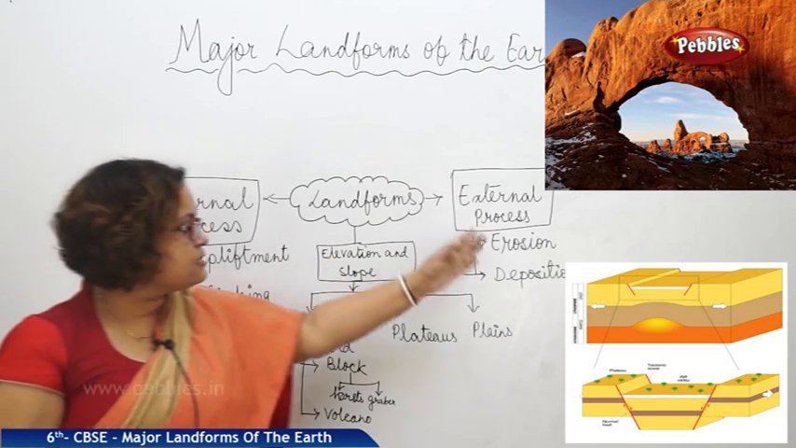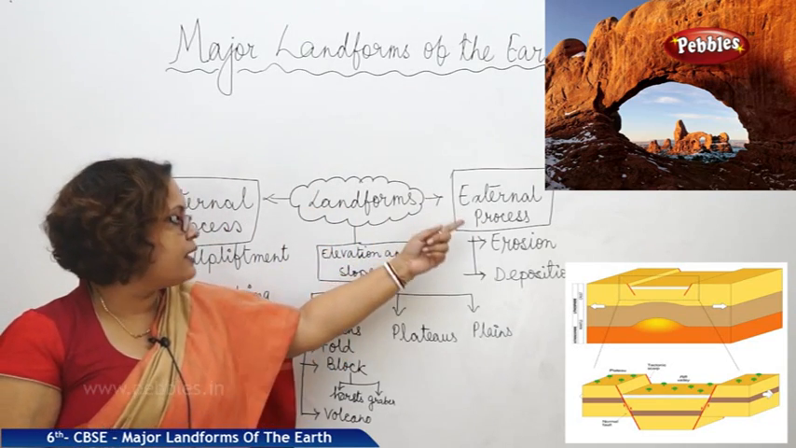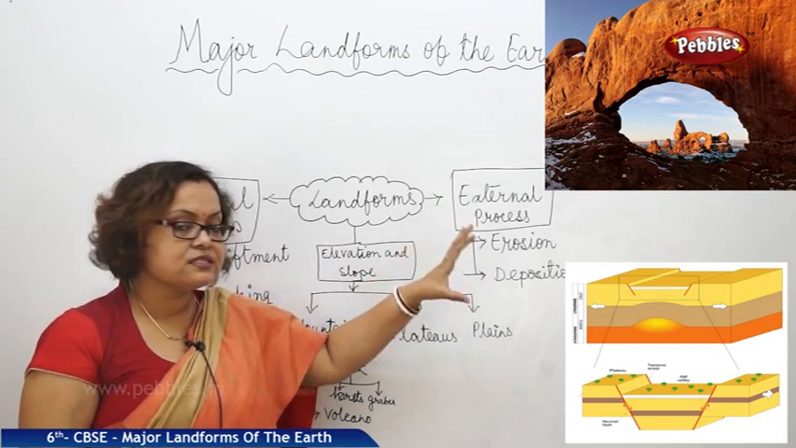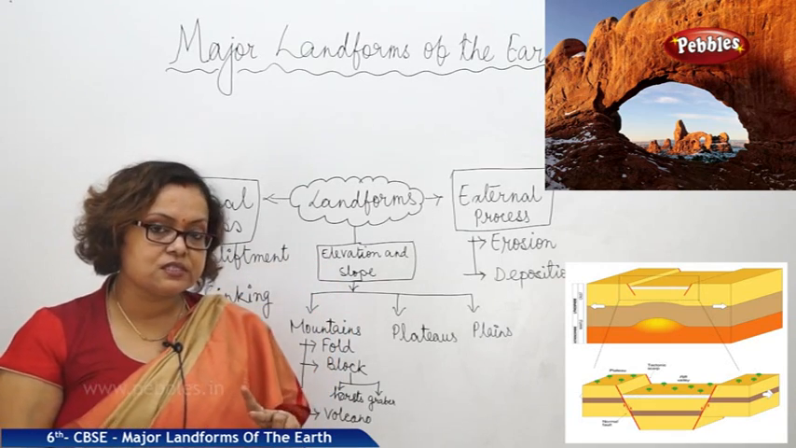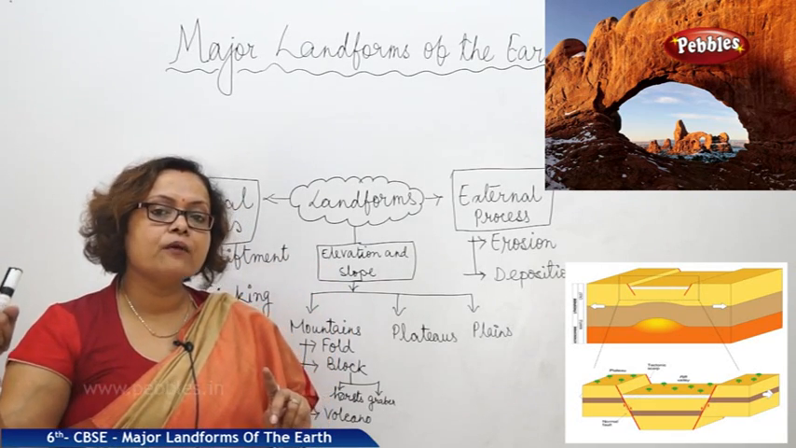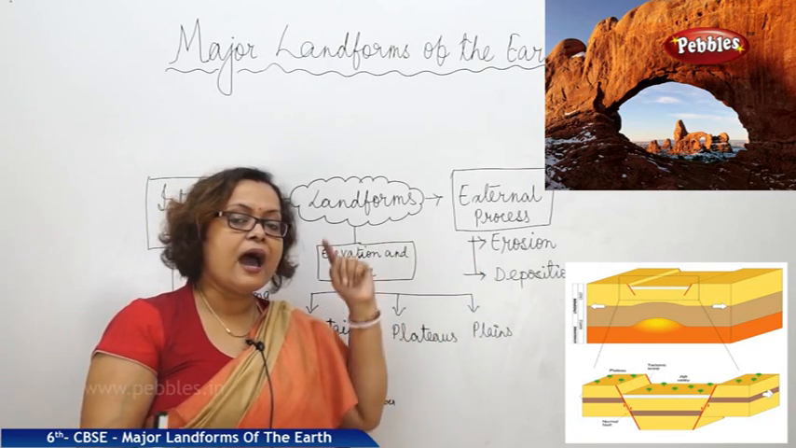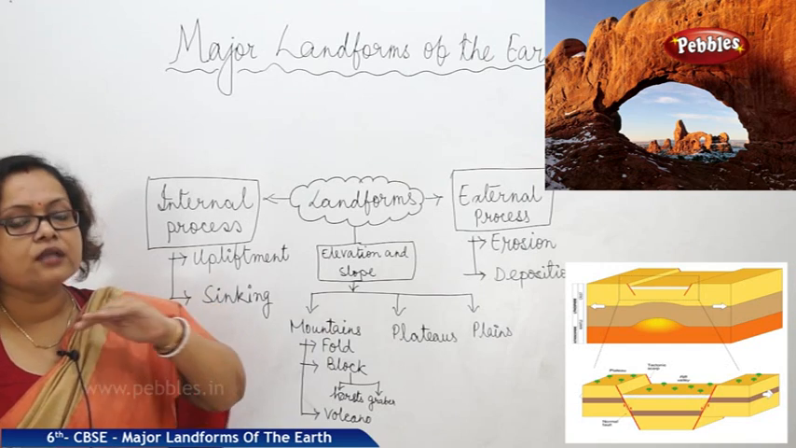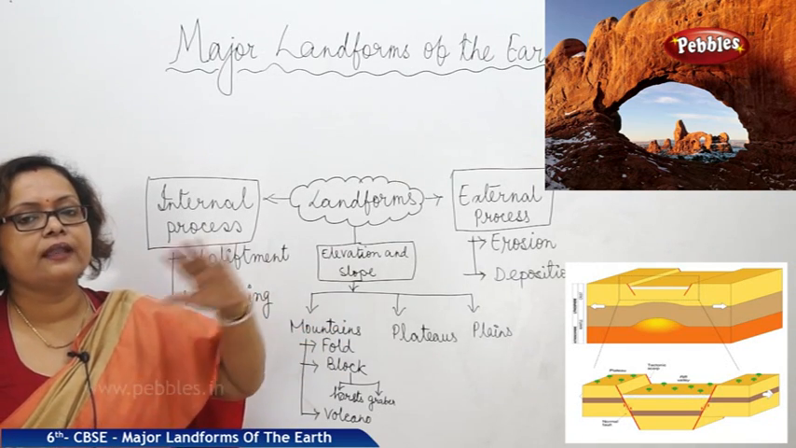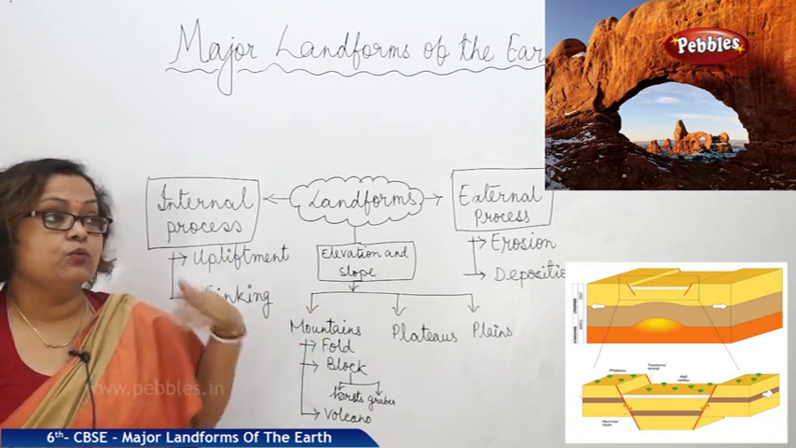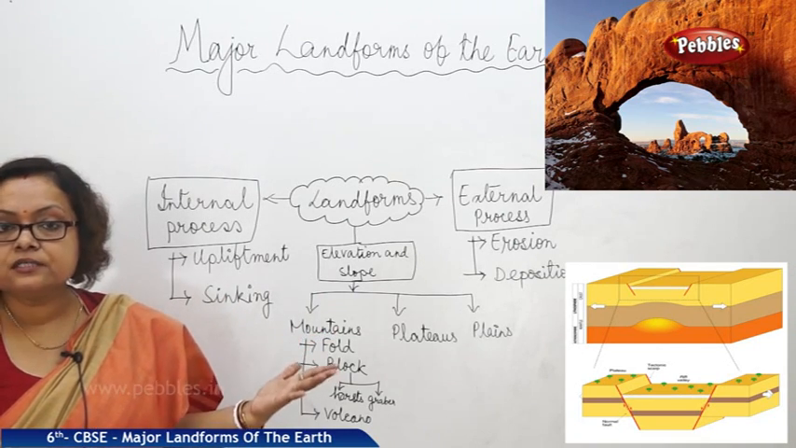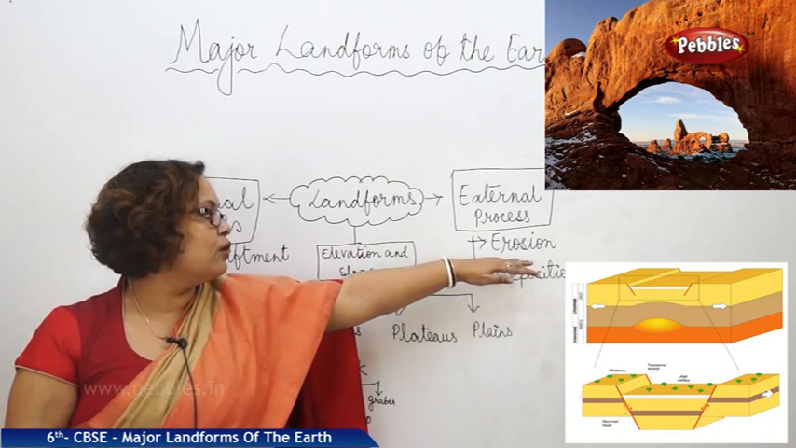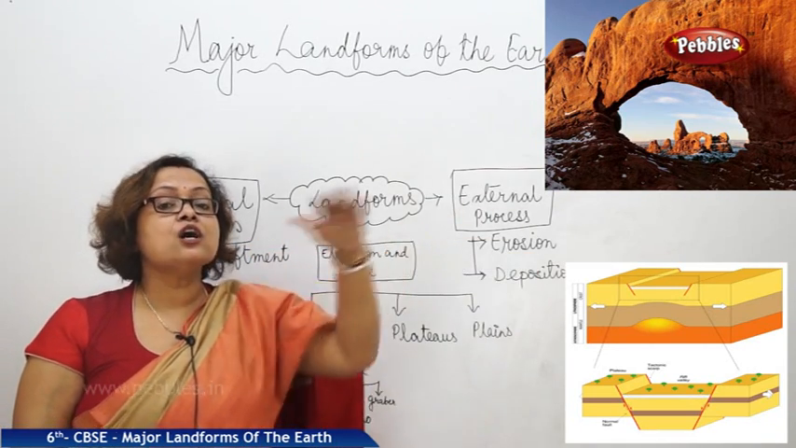The other reason for landform change is external process. External process means erosion; we can see two types of external process that change the landform. They are erosion and deposition. What is erosion? Erosion is the continuous wearing out of the landmass due to maybe wind, due to maybe water bodies. When continuous wearing out of the landform happens, we call it erosion, as in soil erosion.